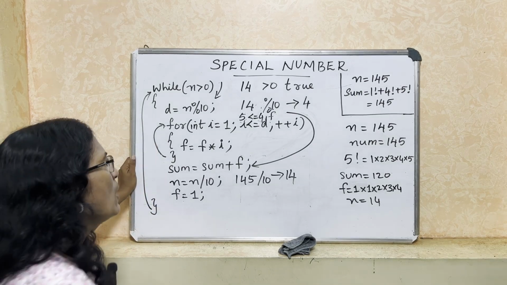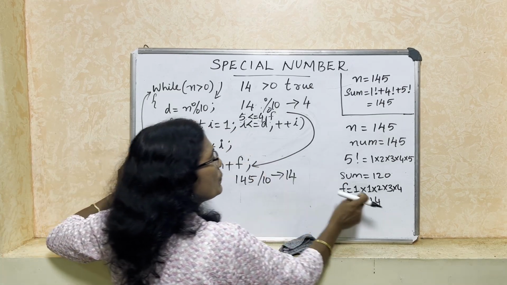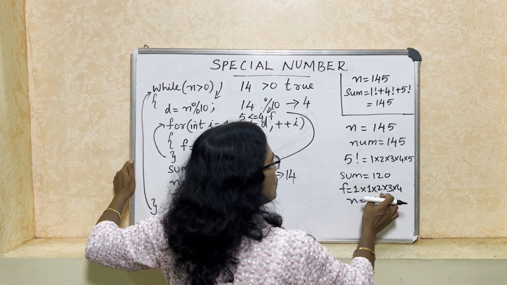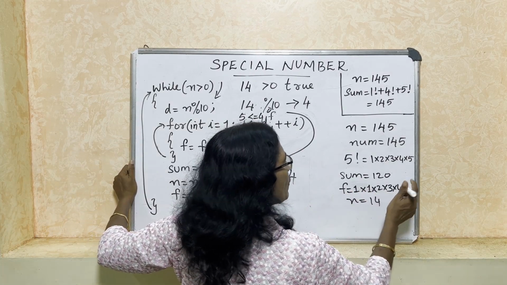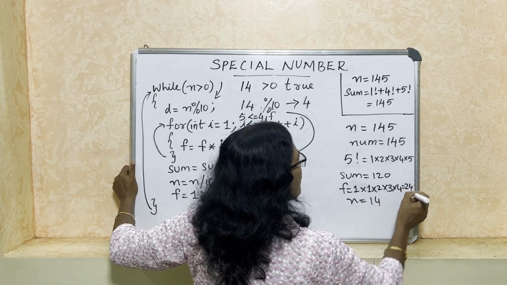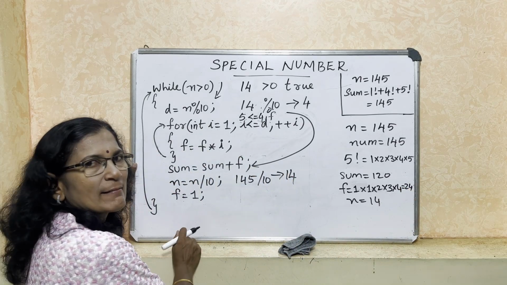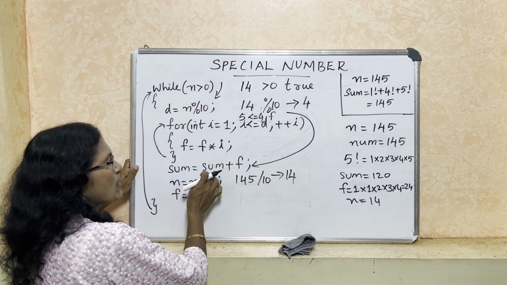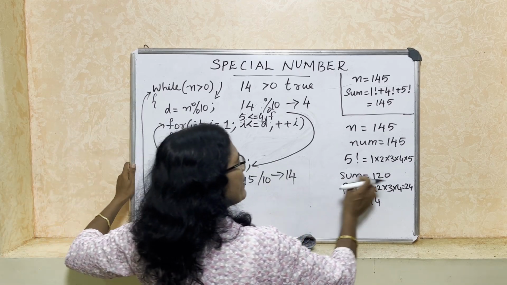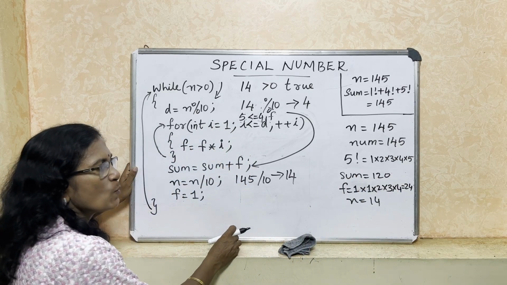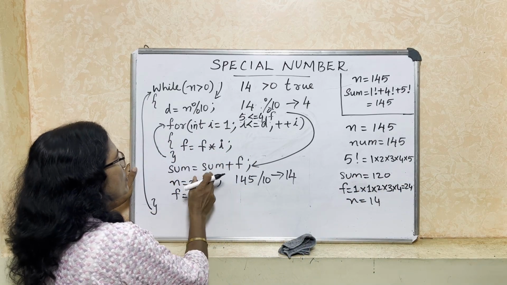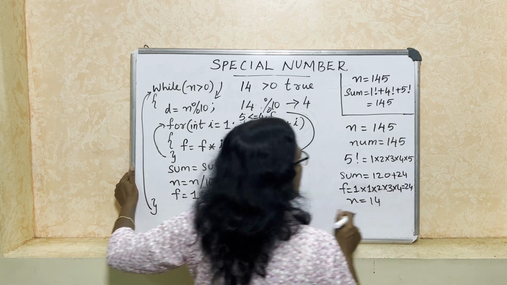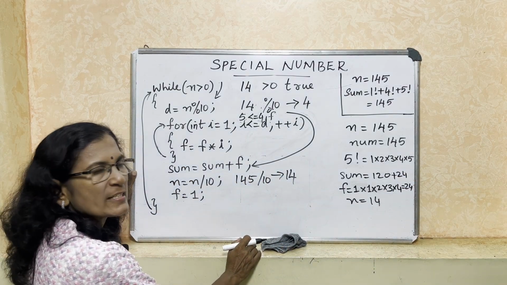Now we have taken all the numbers from 1 to 4 and multiplied. So 1 into 2, 2 into 3, 6, 6 into 4, 24. The factorial of 4 is calculated and stored in F. Now we have to add that factorial to sum. In sum there is already 120. Sum equal to sum plus F, 120 plus 24. So 144 is the current value of sum.